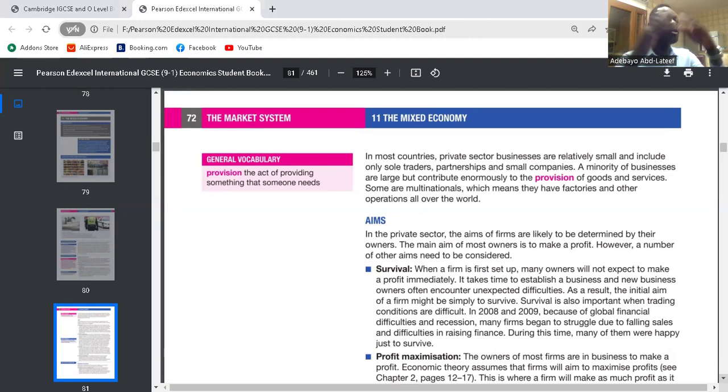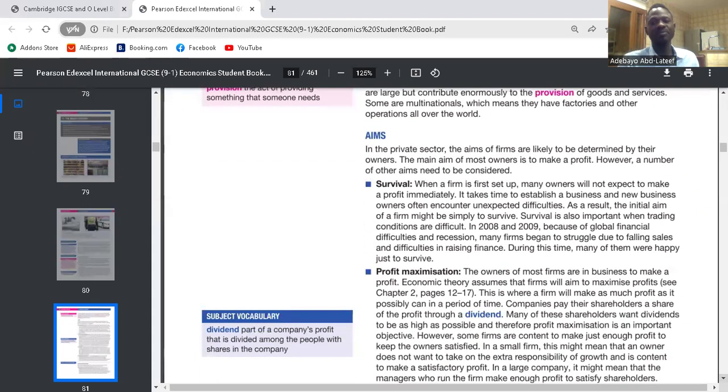So what are the aims of all these private sector businesses? One, survival. When we talk about survival, it means continuous operation. No matter what happens, we still want to be part of the operations. So the operation wouldn't close. They don't want to shut down. So there are two situations towards this. One, for firms that are newly established, they need to gain the trust of customers. Yes or no? There are no customers in heaven, all the customers are here.